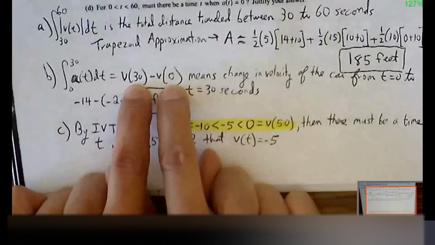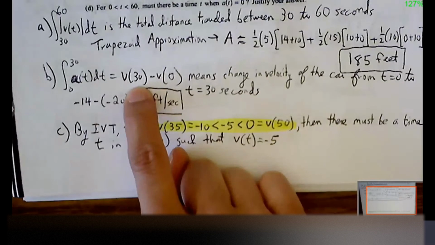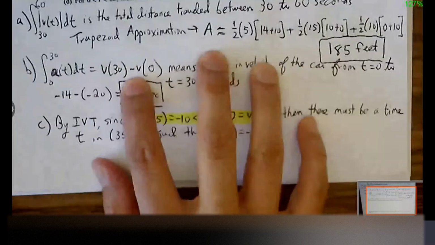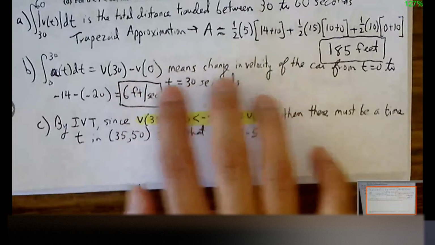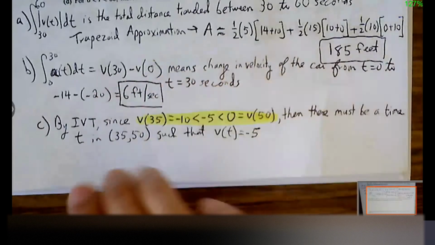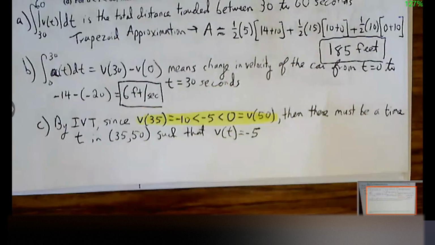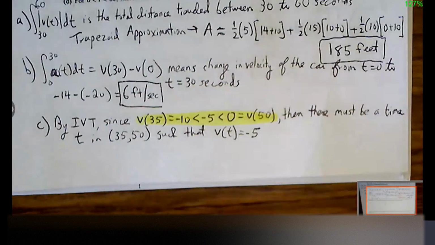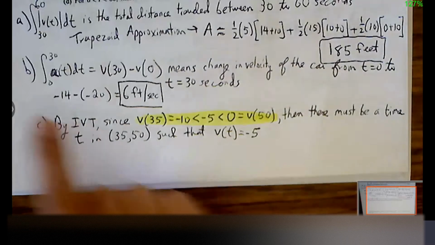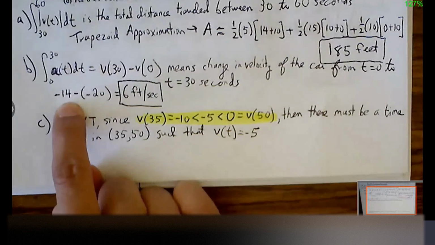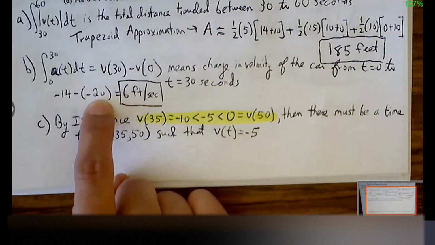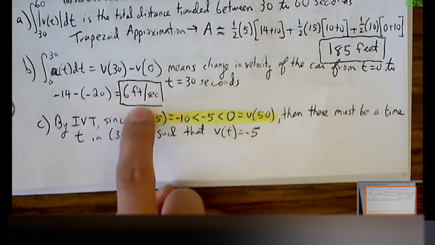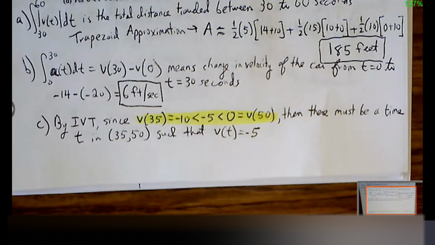And if we look at what those values mean, this is velocity at 30 seconds, that's velocity at 0 seconds. So all this is telling us is that if we're subtracting the velocities between that 30-second period, it's giving us the change in velocity between those two times. So we're traveling at -14, then we're traveling at -20. What's the difference between those two values? That's a difference of 6 feet per second.